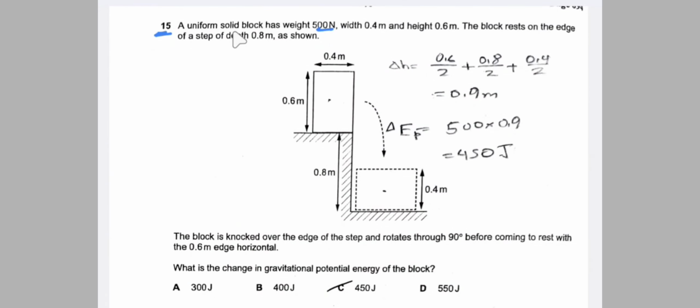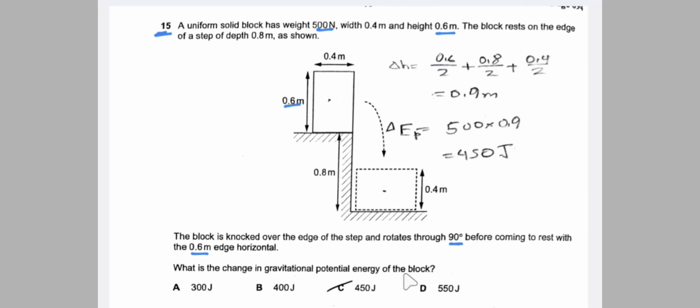Question number 15. A uniform solid block has a weight of 500 Newton, width 0.4 meter and a height of 0.6 meter. The block rests on the edge of a step of depth 0.8 meter as shown. The block is knocked over the edge of the step and rotates through 90 degrees before coming to rest with the 0.6 meter edge horizontal. So initially the 0.6 meter is vertical, now it becomes horizontal.